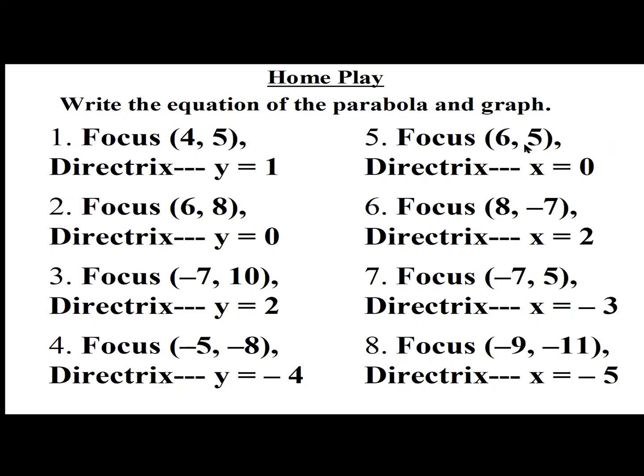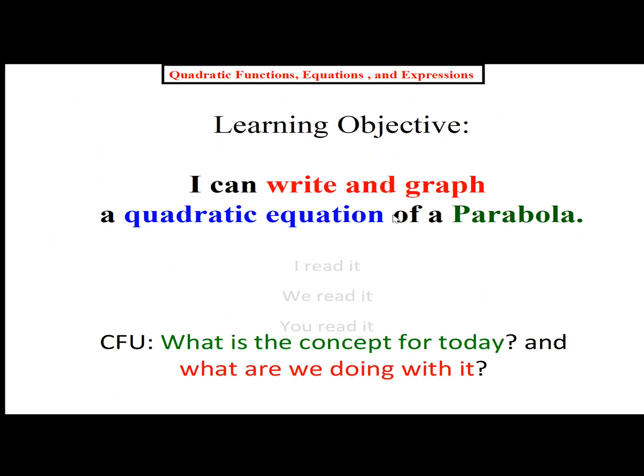Number 5, focus (6, 5), directrix x equals 0. Number 6, focus (8, -7), directrix x equals 2. Number 7, focus (-7, 5), directrix x equals -3. And number 8, focus is (-9, -11), directrix x equals -5. And once again, if you didn't finish copying this, you can get this from your asynchronous code. All right, let's get started.